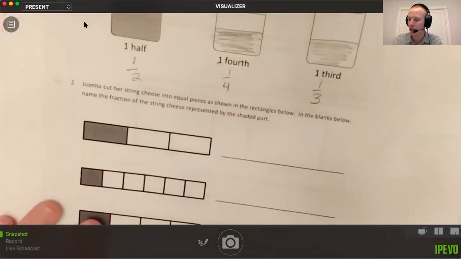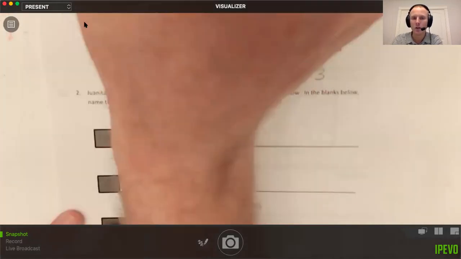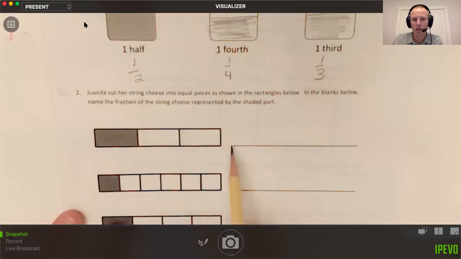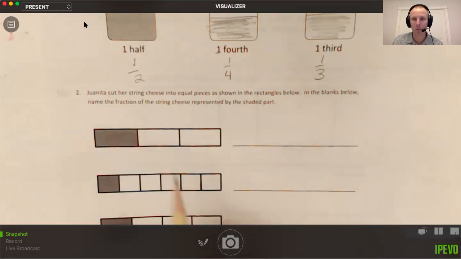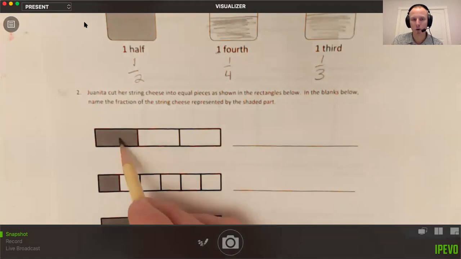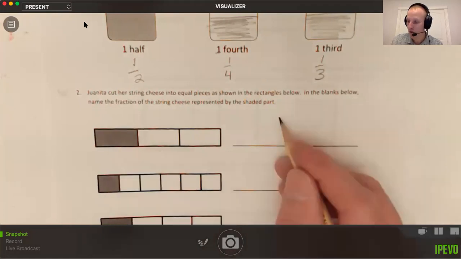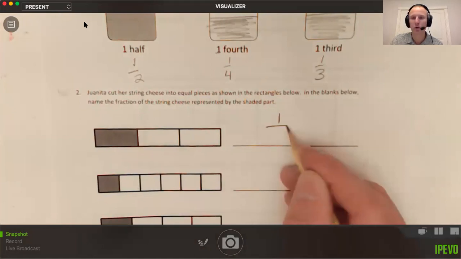Juanita cuts her string cheese into equal pieces as shown in the rectangles below. Each big rectangle here is representing 1 piece of string cheese, and where she's cutting it is on the black lines there. In the blanks below, name the fraction of string cheese represented by the shaded part. So the numerator, the top number, is going to be the shaded portion. The way you read fractions is the numerator out of the denominator, 1 out of however many. You can think of it that way as well.